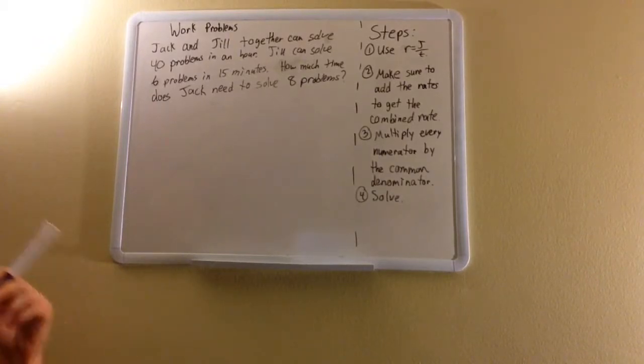So we have this problem, we have Jack and Jill, together they can solve 40 problems in an hour. Jill can solve 6 problems in 15 minutes, so how much time does Jack need to solve 8 problems?